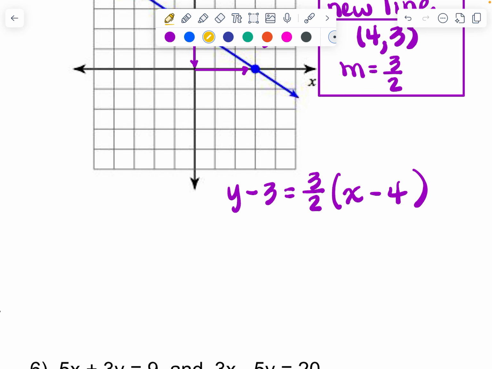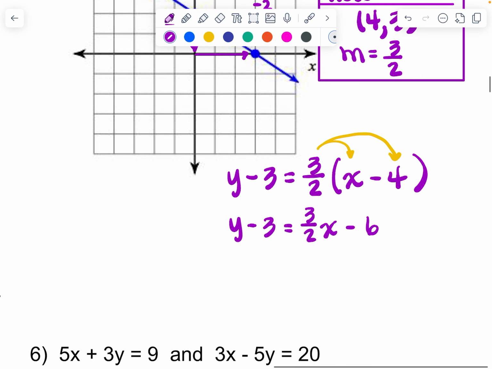And that's point slope form, but I'm going to do my 2 steps to get it out of point slope form and into slope intercept form. So y minus 3, I'm just bringing that down, 3/2 times x. And then 3/2 times negative 4 is going to give me negative 6. And again, feel free to type that in your calculator, right? And it will tell you it's negative 6. And then, of course, I have to add the 3 over to get the y by itself. And that's going to get me in y equals mx plus b form.